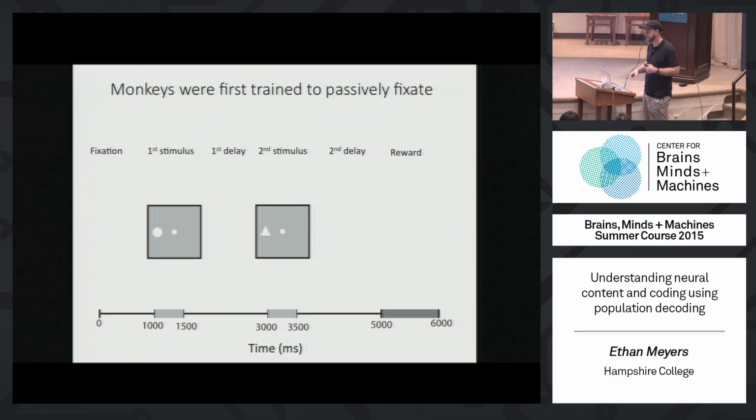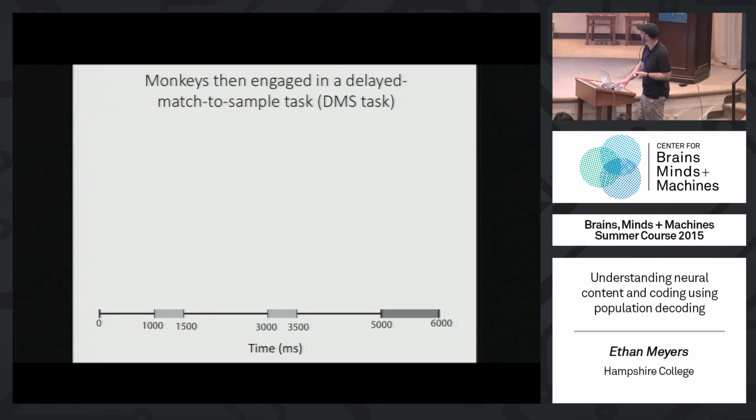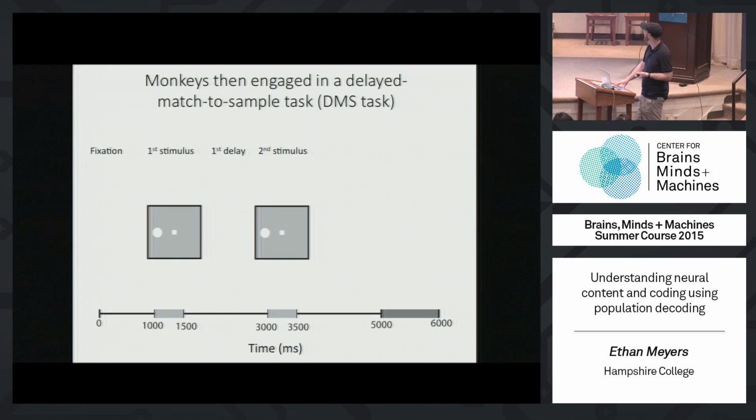And then they trained the monkey to do a delayed match to sample task. Okay? And the delayed match to sample task ran very similarly. So it had a fixation. There was a first stimulus. There was a delay, a second stimulus, a second delay. So up to this point, the sequence of stimuli was exactly the same. But now, after the second delay, up came a choice target, a choice image. And the monkey needed to make a saccade to the green stimulus if these 2 stimuli were matches, and to the blue stimulus if they were different.